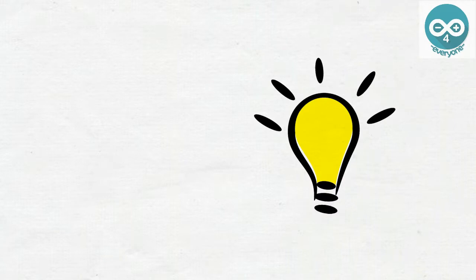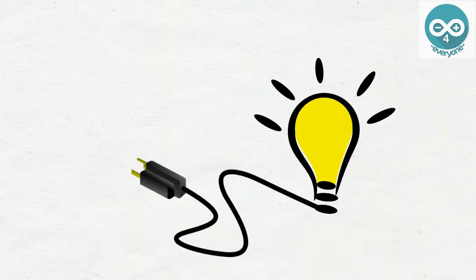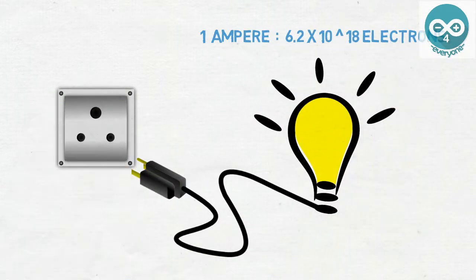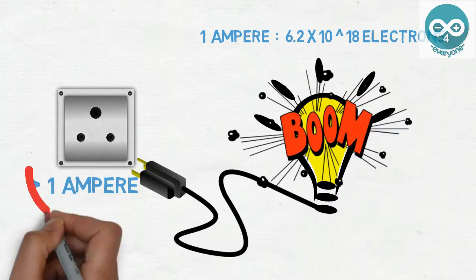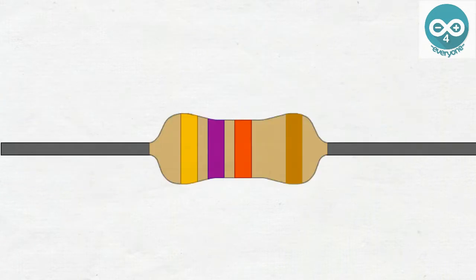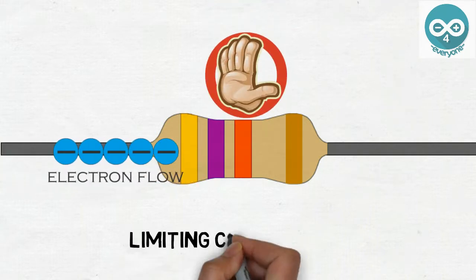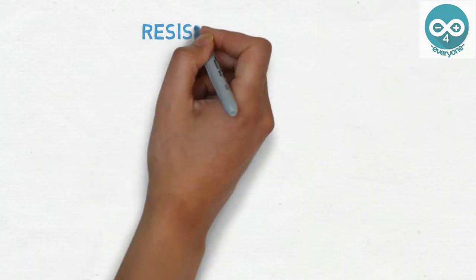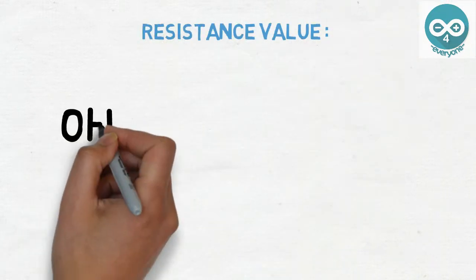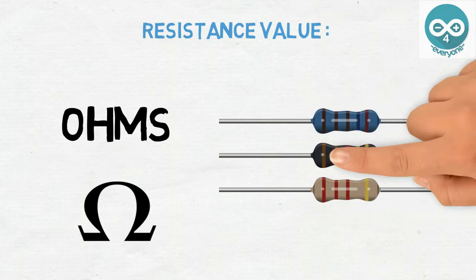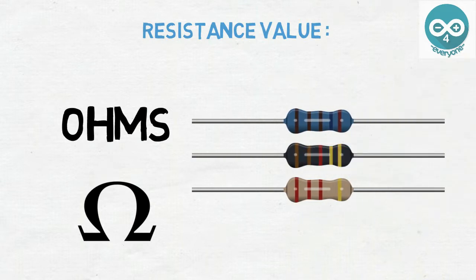Likewise, every electrical component that you connect to current through a wire will have a capacity. A bulb with a capacity of 1 ampere shouldn't be connected to something which can provide more than 1 ampere of current, or else the bulb might get damaged. So resistors are basically components which can limit the amount of electrons flowing in a wire and thus limit the current flow. The resistance value of a resistor is measured in the unit ohms, whose symbol looks like this. And we can get all varieties of resistors based on how much current you want to limit.